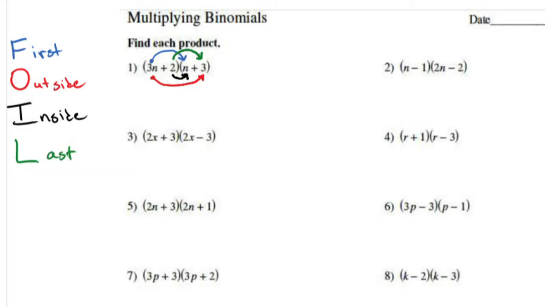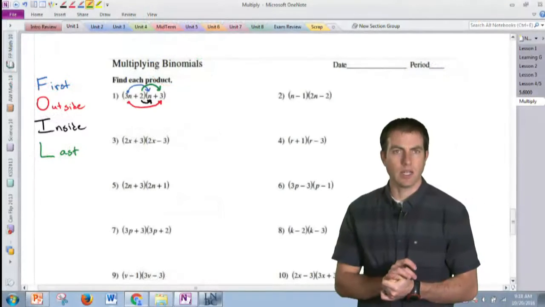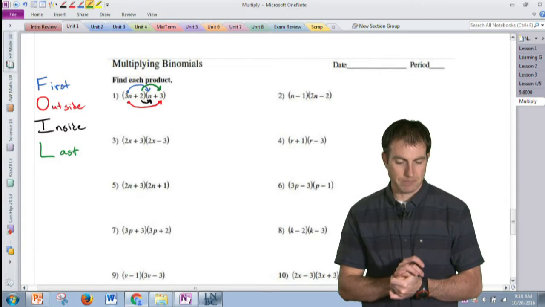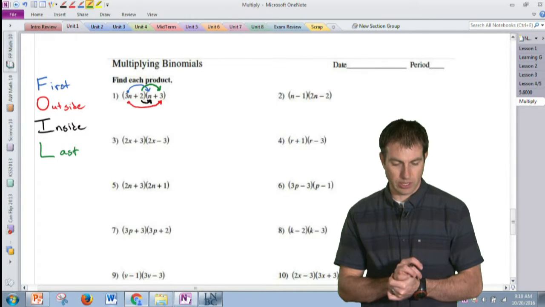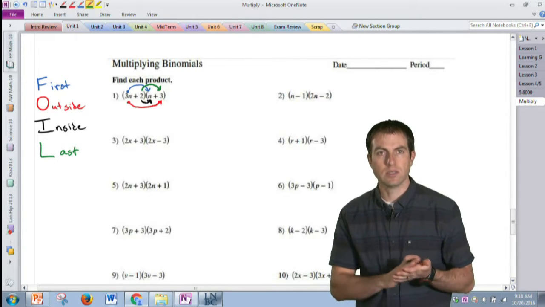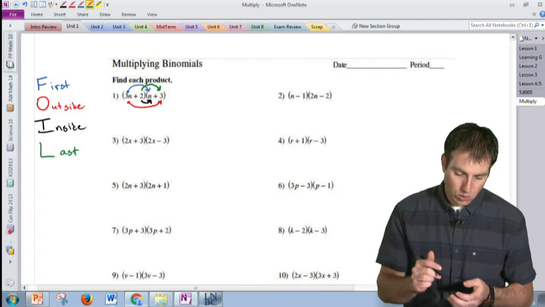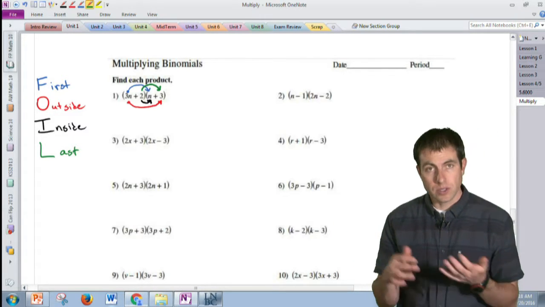Holy cow, Mr. Borden, that's confusing. Yeah, it takes a little bit of getting used to, but you should be able to do it, I think. It's not terribly difficult. So first, we need to take the first things and multiply them.